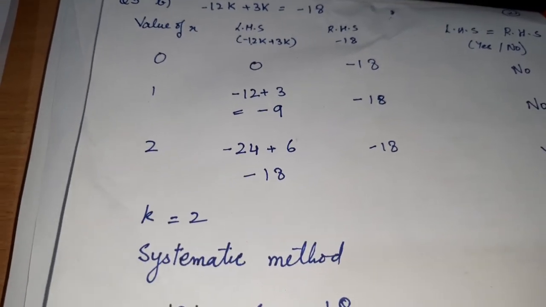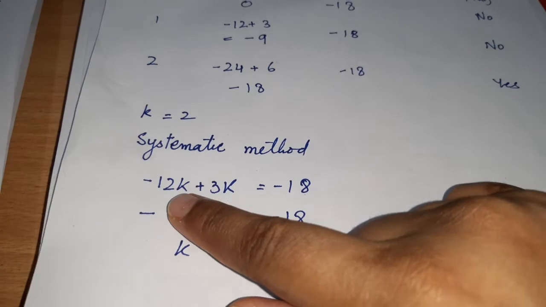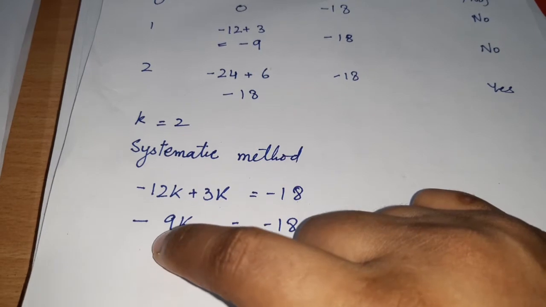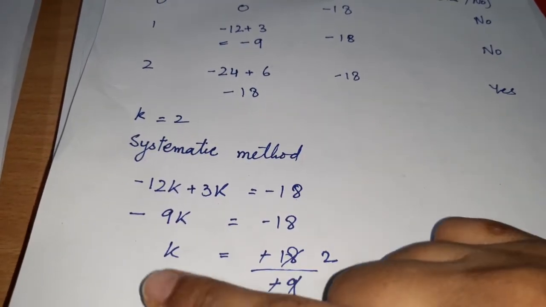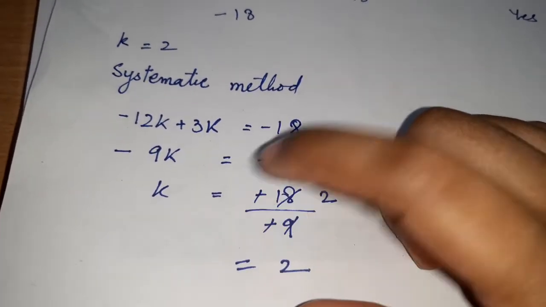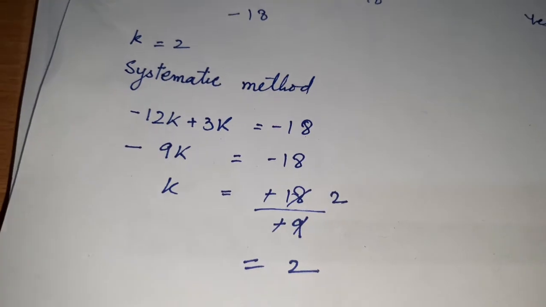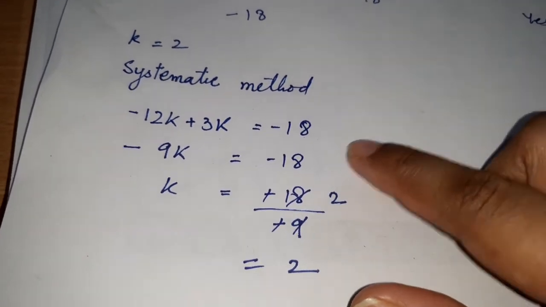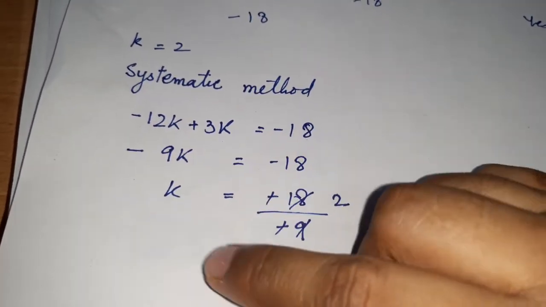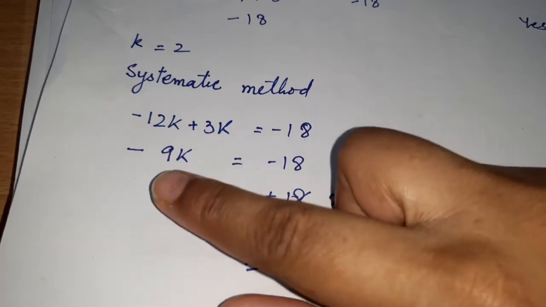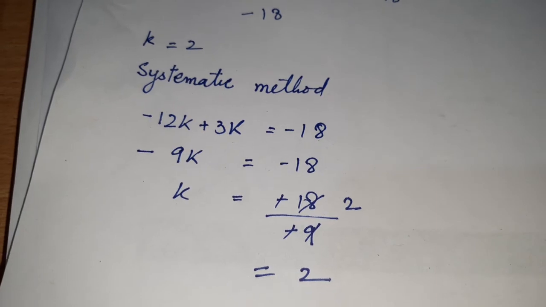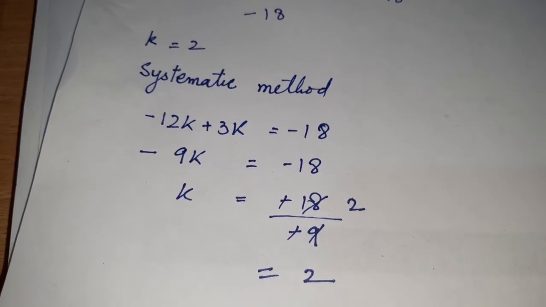Now how to do it with the systematic method. For the systematic method, I'll take minus 12k plus 3k which is equal to minus 18. Minus 12 plus 3 is equal to minus 9k and minus 18. So k is equal to minus 18 by minus 9. Minus gets cancelled and 9 gets cancelled and the answer is 2. So k is equal to 2. So this is true with the systematic method also. Here we divided both the numbers by 9. Okay, so this is how it is done.